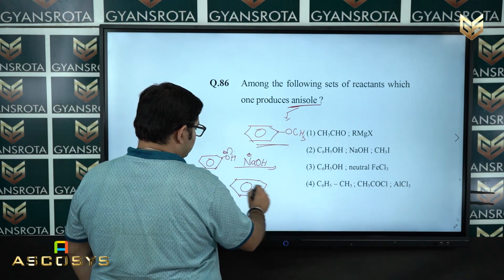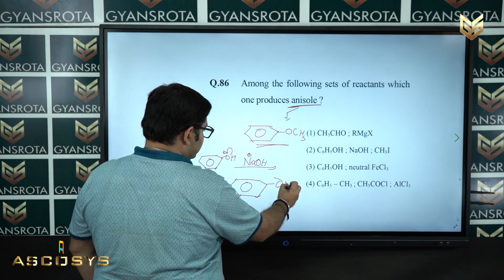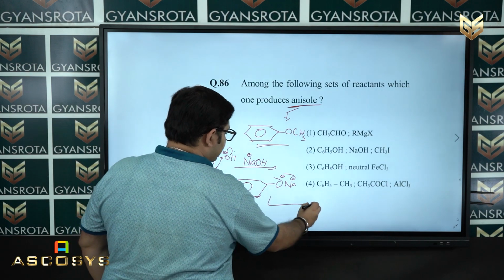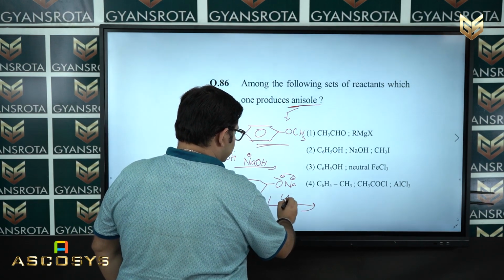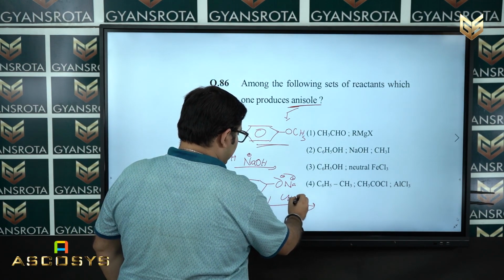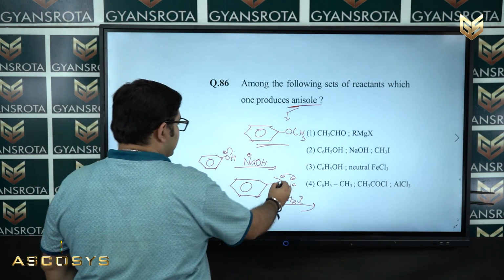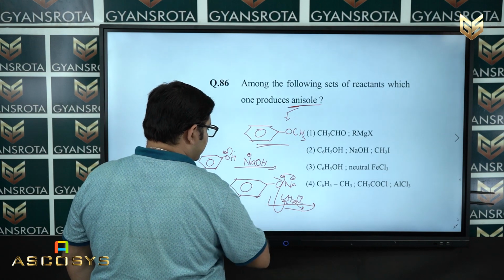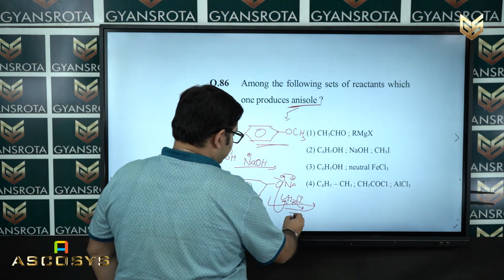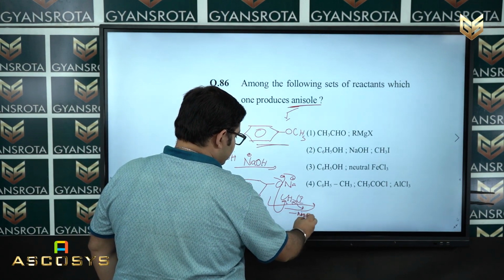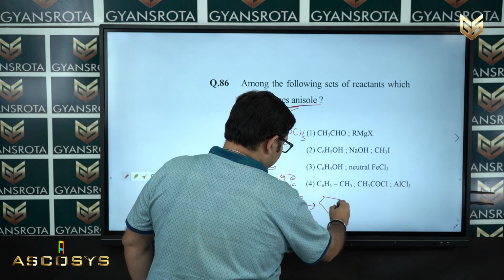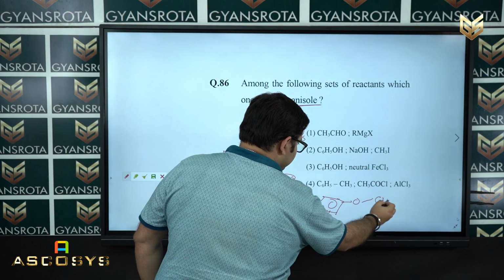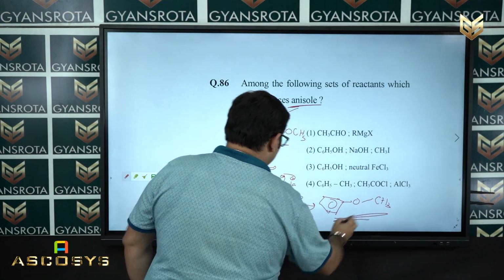This is not our product, this is our adduct, that is O minus Na plus. Now, when this reacts with CH3I, that is our alkyl halide, this O minus will attack this carbon, and the iodine will leave as sodium iodide. So, we obtain our product, that is anisole. This is our product.